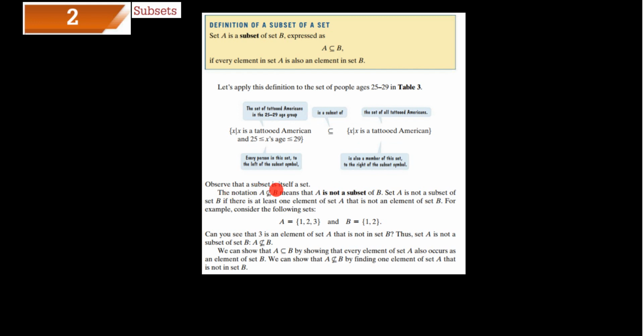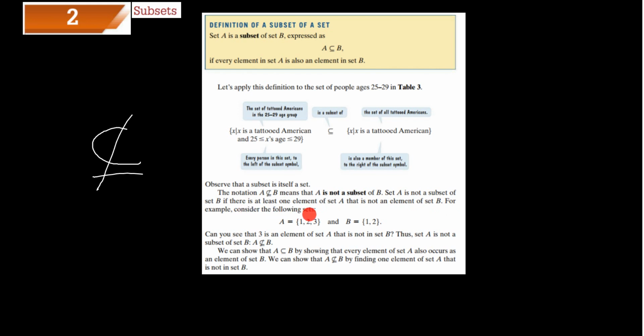Observe that a subset is itself a set. So the notation A, and then our subset symbol. If we put a line through it, that means not. It means not a subset. So the notation A not a subset of B means A is not a subset of B. Set A is not a subset of set B if there is at least one element in set A that is not an element of set B.